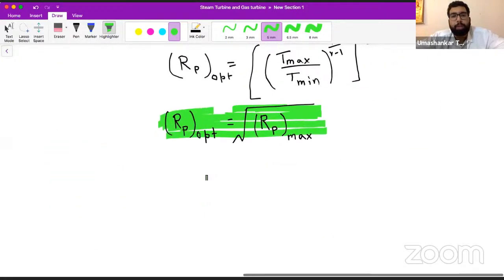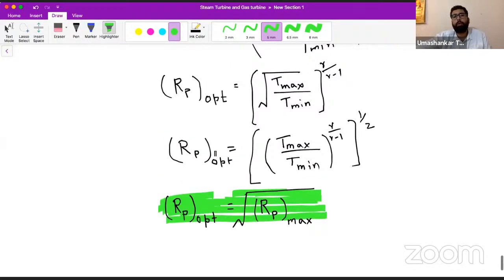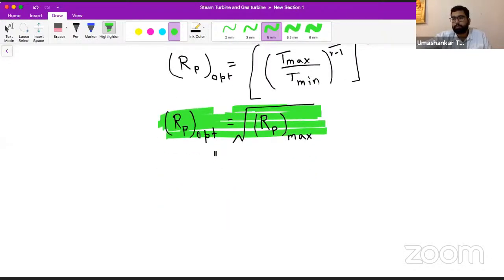The play of pressure ratio is clear to you or not? Tell me. Yes or no? Those students who are live can respond. The play of this pressure ratio is clear to all of you or not? Very nice. So we are moving ahead.